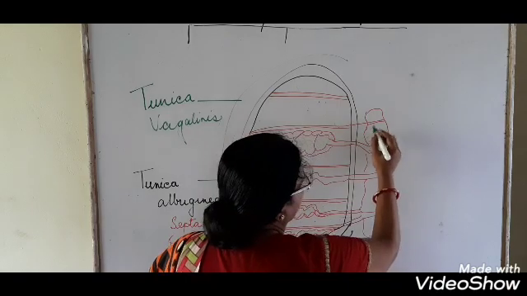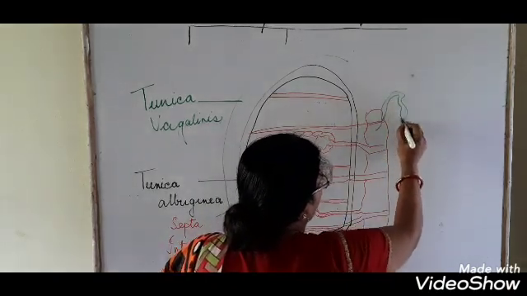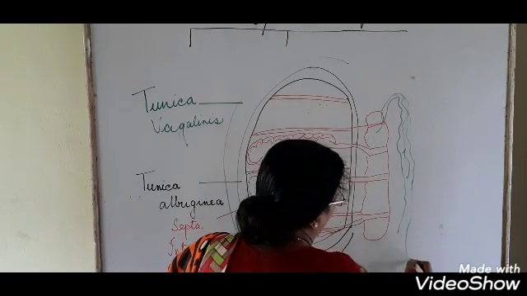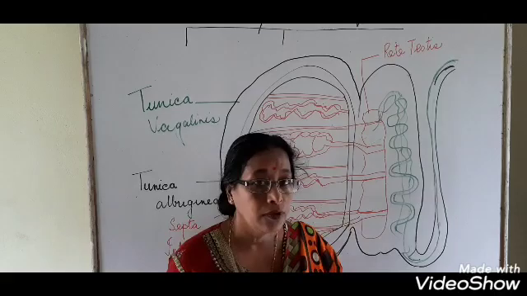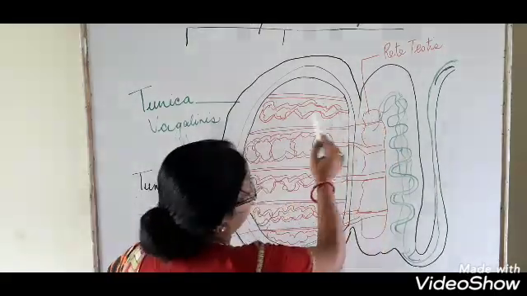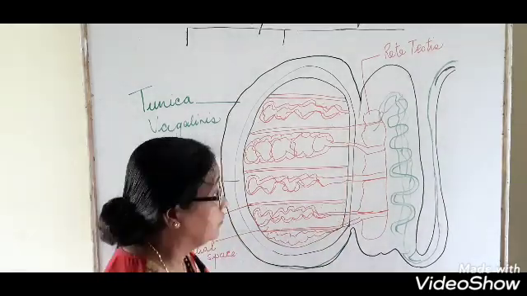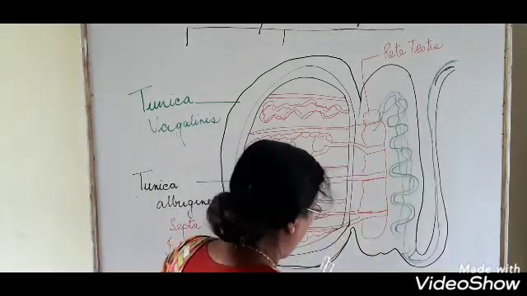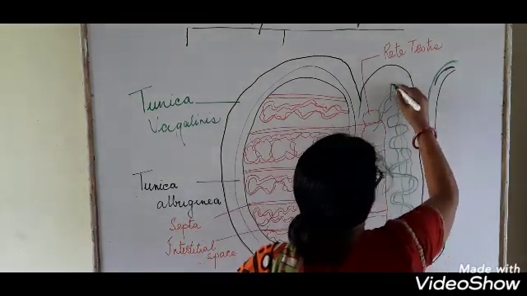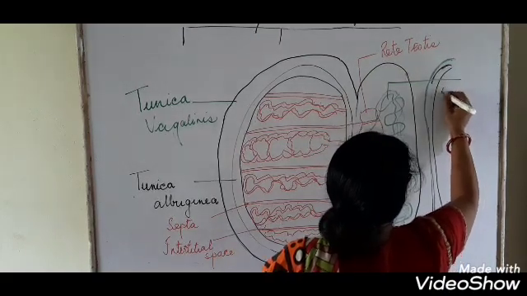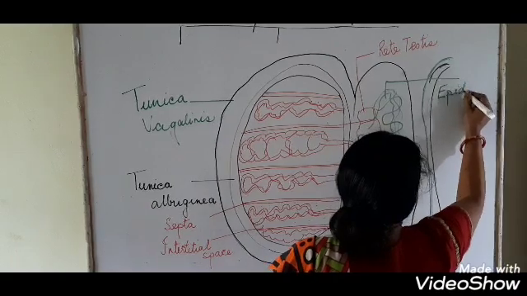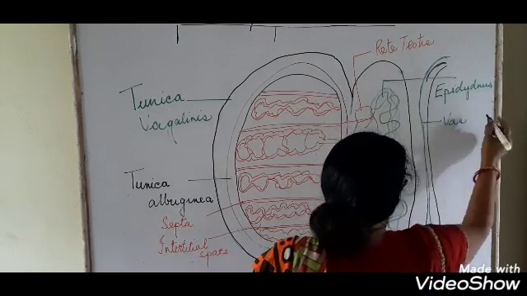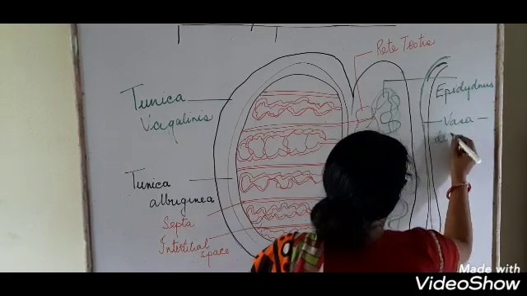Now from the rete testis, this is the vas efferens. The seminiferous tubules open into the rete testis. The rete testis brings the sperms and then passes them down to the vas deferens through the epididymis. This is the epididymis. And this is the vas deferens, or you can say vasa deferentia.